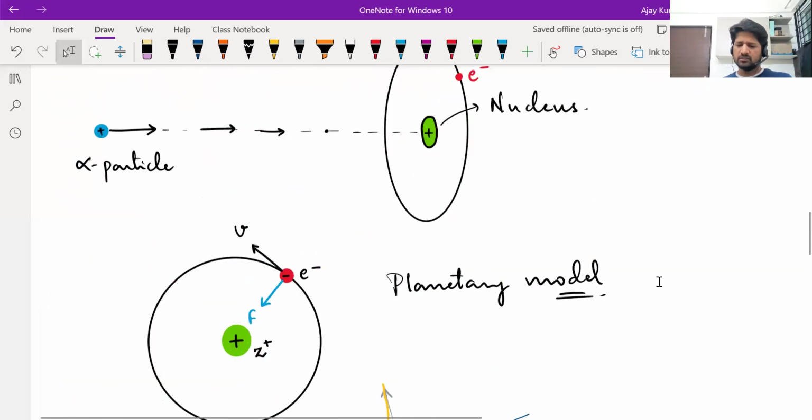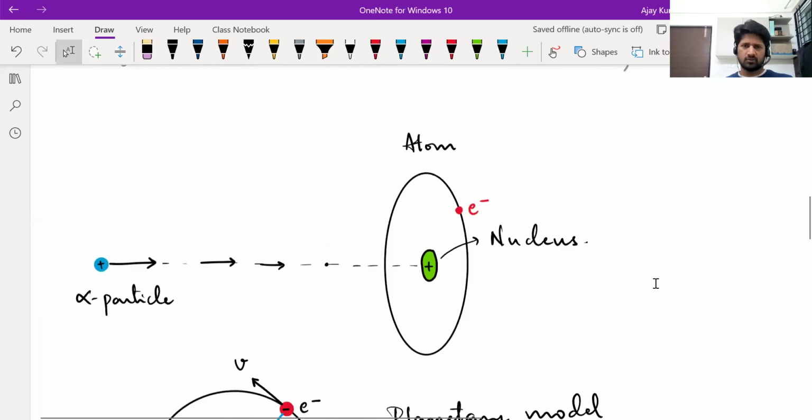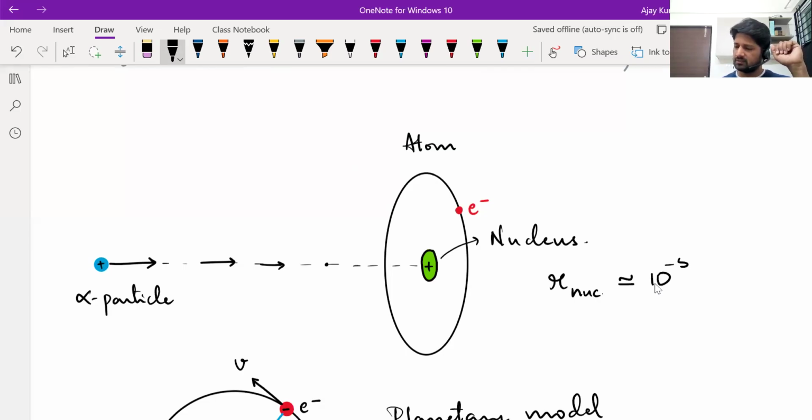So this is the atomic model that Rutherford proposed. Okay, Rutherford's planetary model of the atom. He said all the positive charge that is there in an atom is present in a very small part of the atom called the nucleus. How small is the nucleus? The radius of the nucleus is approximately 10 power minus 5 times the radius of the atom.